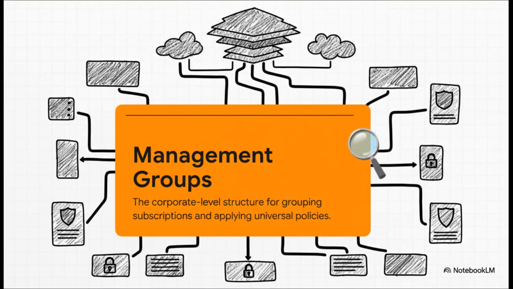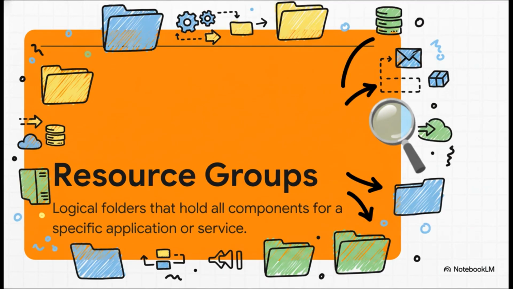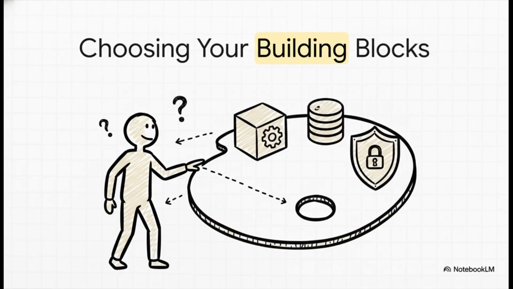Right at the top, you have management groups. They're basically overseeing your entire organization structure. Underneath those, you have subscriptions. They're kind of like different departments, each with its own budget and rules. And at the bottom, resource groups. These are basically folders that hold all the moving parts for each project. Okay, your blueprint's ready. Now it's time to actually pick out your building materials.